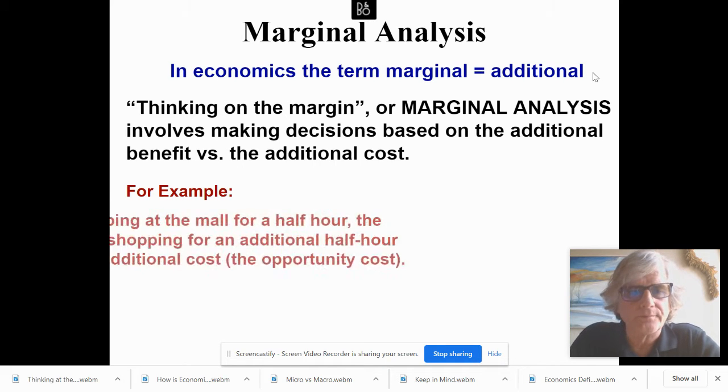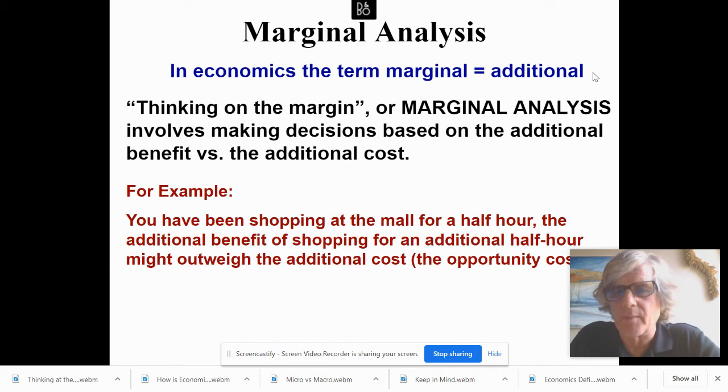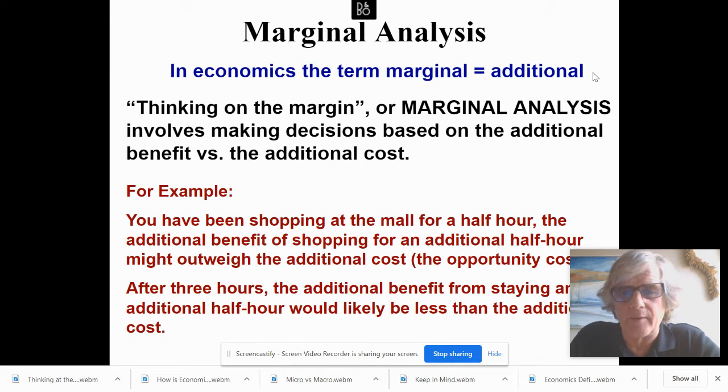For example, you've been at the shopping mall for half an hour. The additional benefit of shopping for an additional half an hour might outweigh the additional cost, the opportunity cost, which we'll get to later. After 3 hours, the additional benefit from staying around an additional half an hour would likely be less than the additional cost.